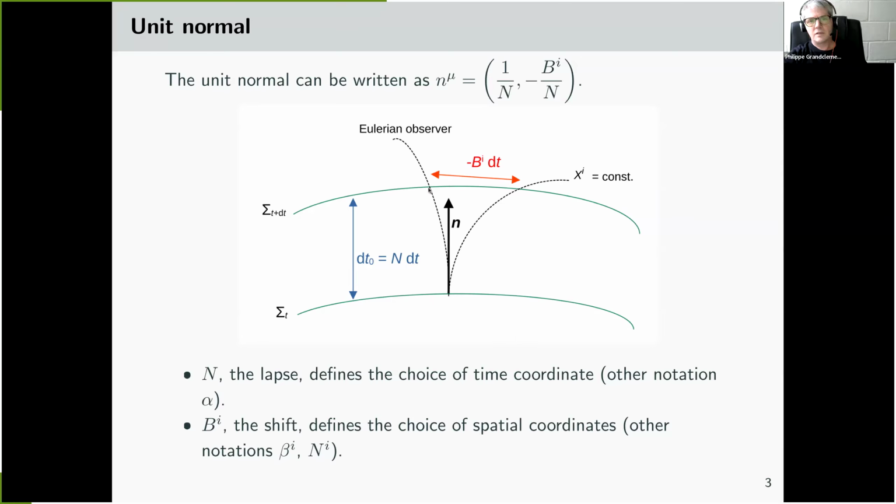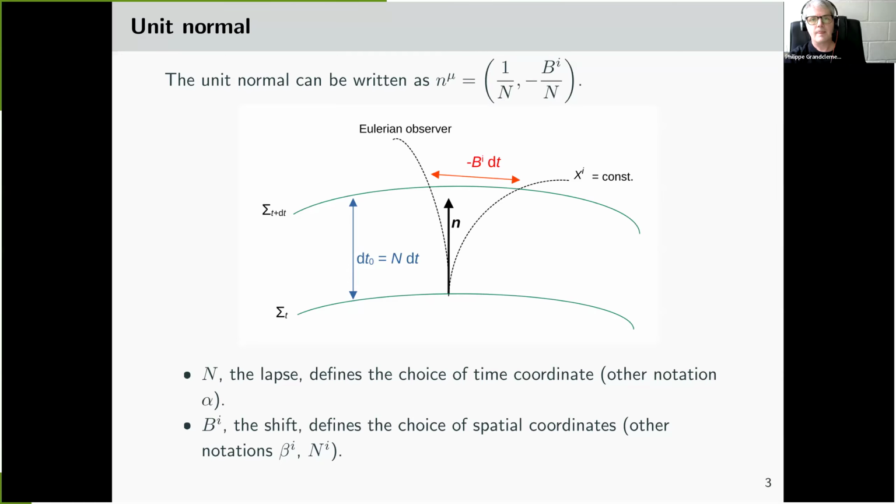Concerning the shift, it describes the difference between the Eulerian observer's world line and a spatially constant coordinate world line, which is this line here. The difference between those two points is described by the shift. So the shift, in a sense, is a choice of spatial coordinates, whereas the lapse is a choice of time coordinates, if you wish.